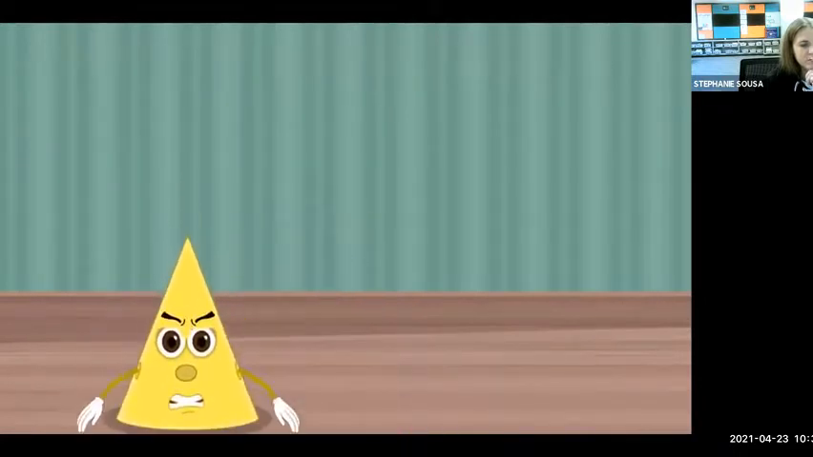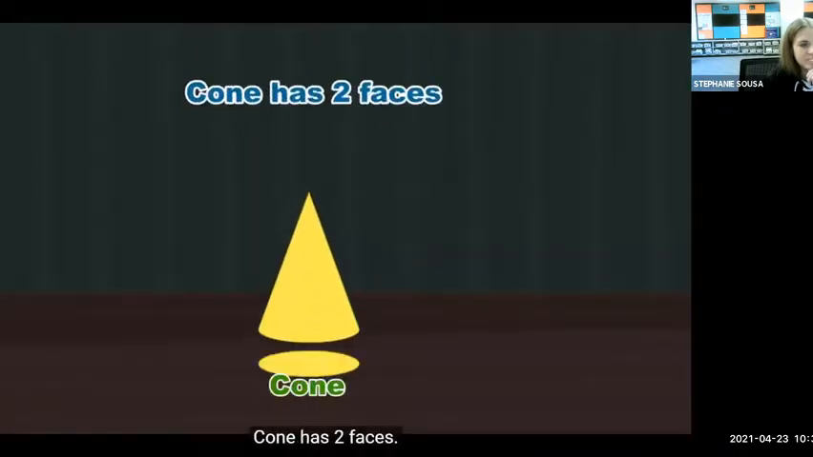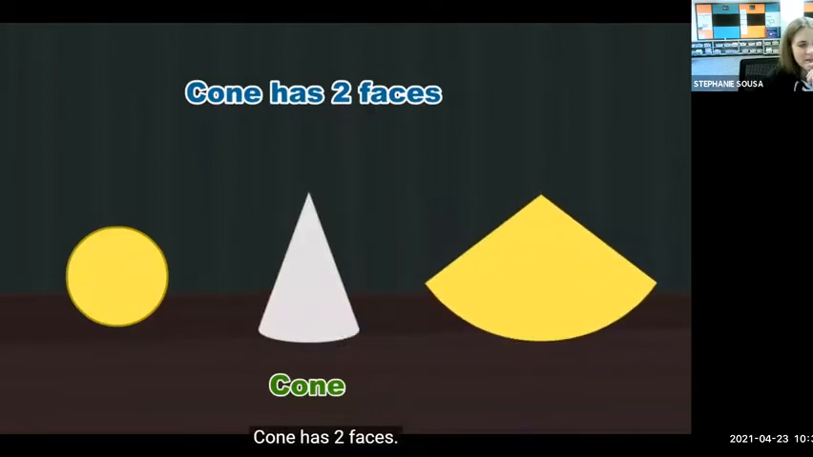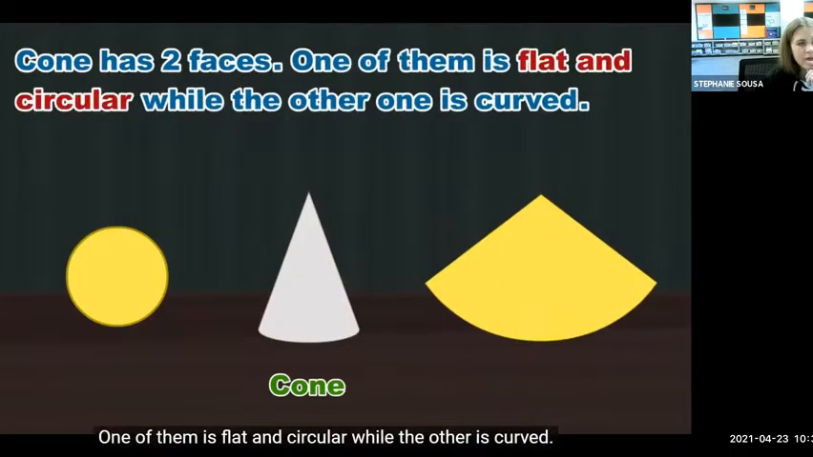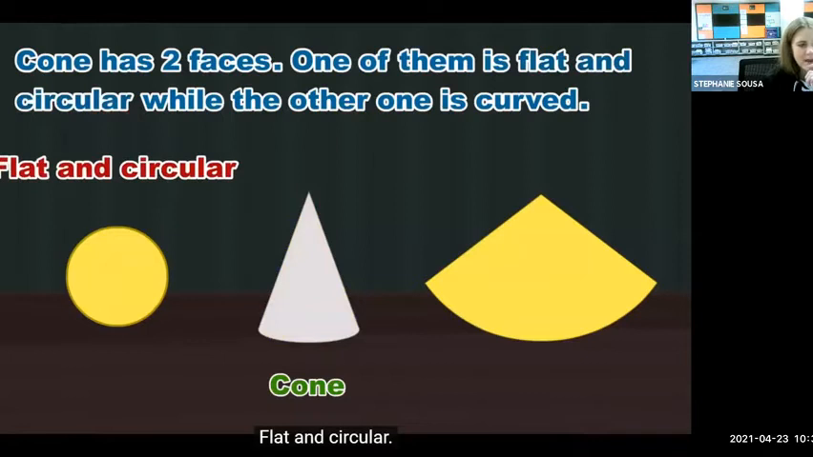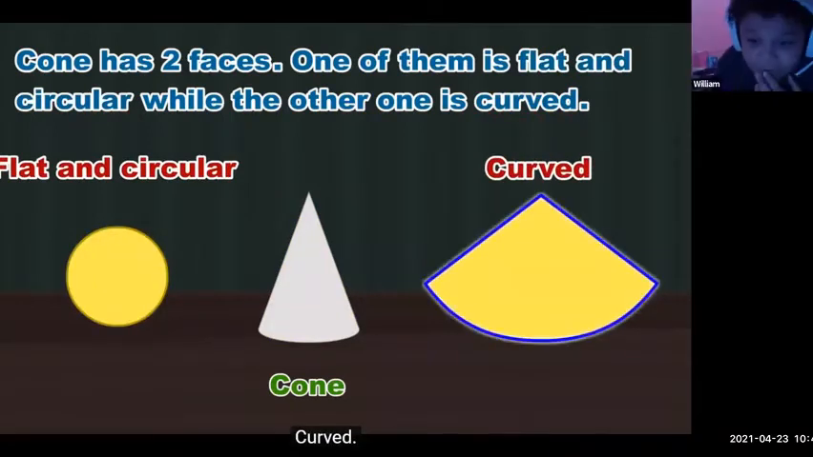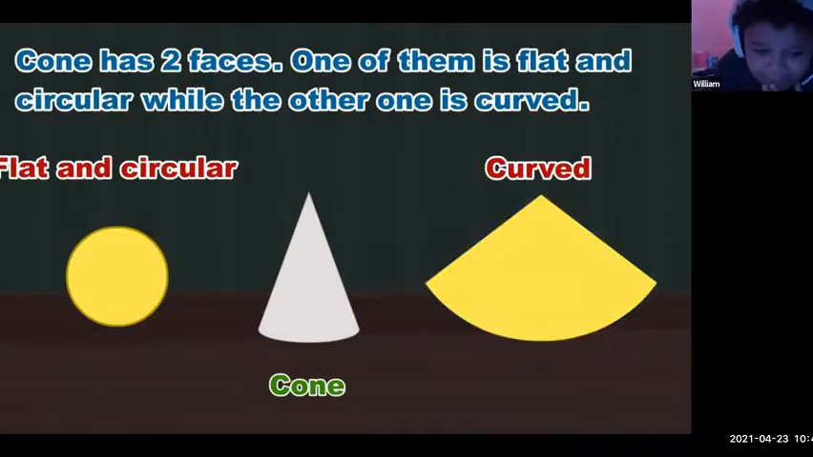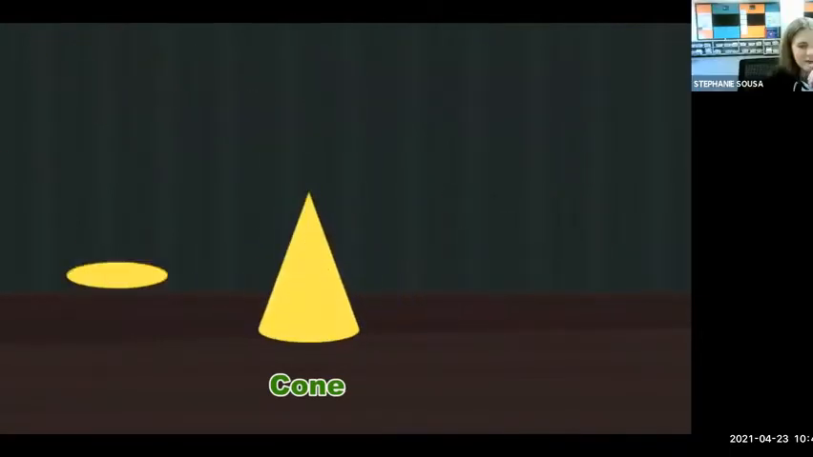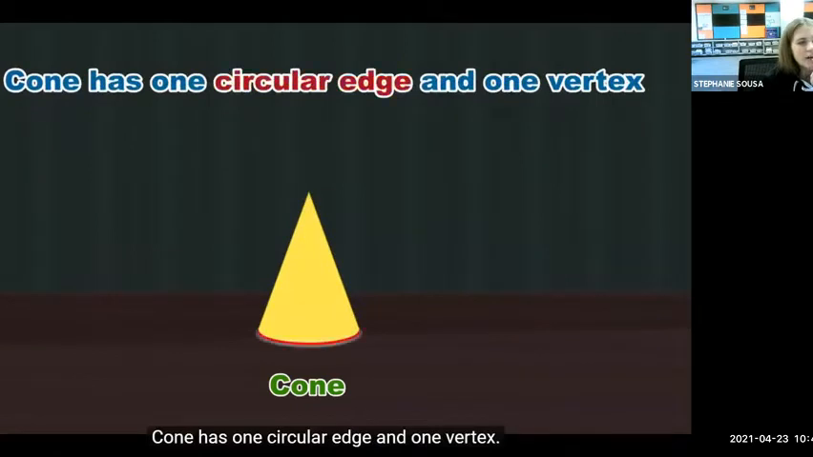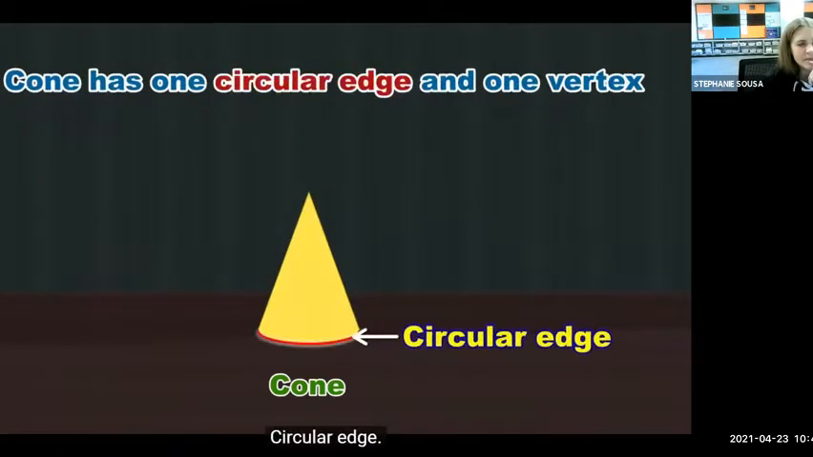These shapes are weird. Cone. A cone has 2 faces. One is a circle. One of them is curved. It is that rounded triangular shape that has been wrapped around a circle. Looks like a fraction piece. Cone has 1 circular edge and 1 vertex.